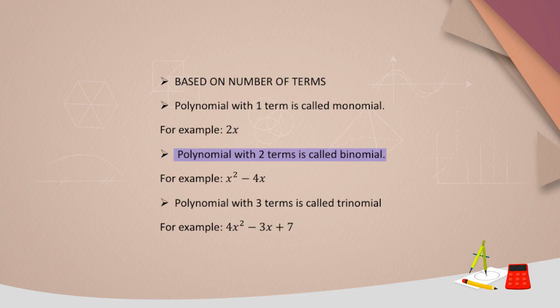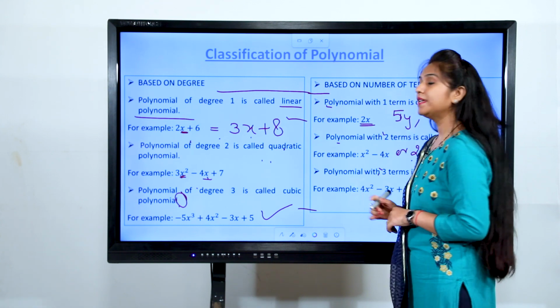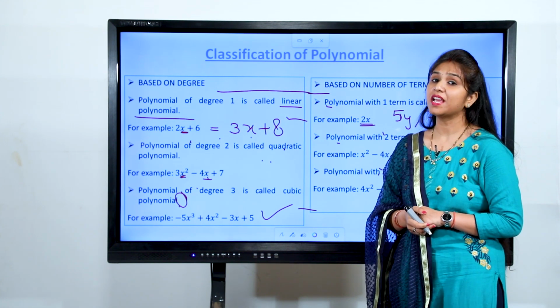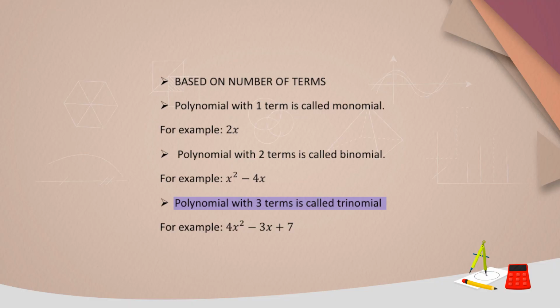The number of terms in a polynomial is 2. If there are 2 terms in a polynomial, then it is said to be a binomial. For example, x square minus 4x, or we can write 2x plus 7. You can see here in both examples we have 2 terms. And when the number of terms in a polynomial is 3, then the polynomial is said to be a trinomial.